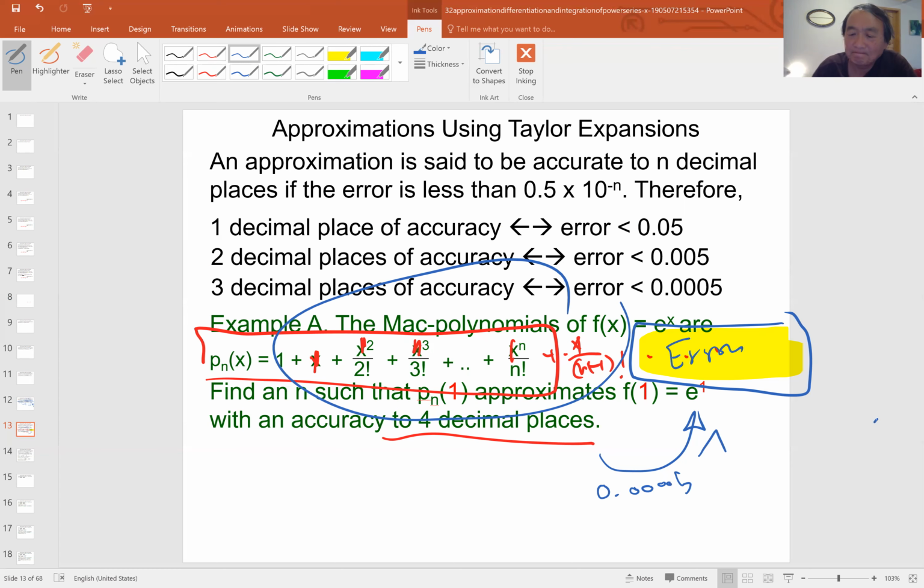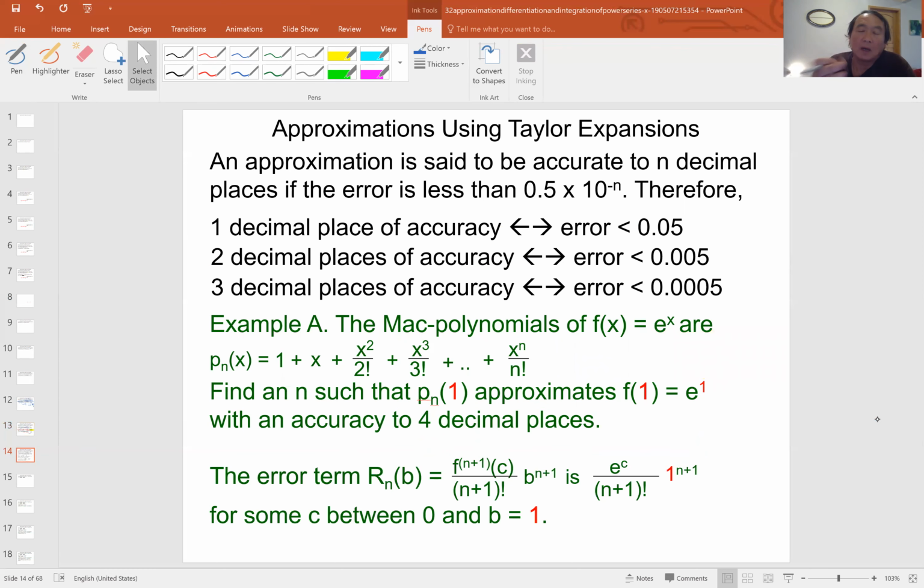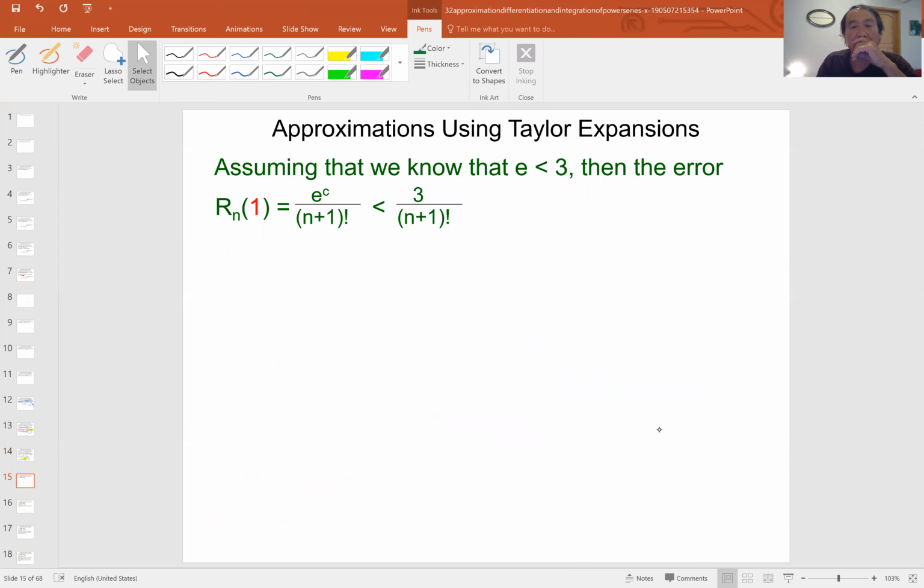Okay, so that's what the question is. Well, by the remainder formulas, the remainder at nth degree is given by this formula. If I plug in 1, I get e to the power c over (n plus 1) factorial, for some number c between 0 and 1. Now remember, I want this number to be less than 0.005, one more zero, to the 4th decimal place, right? And so I'm going to be generous, okay?